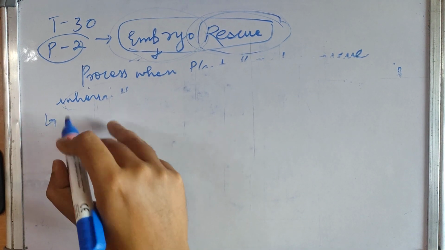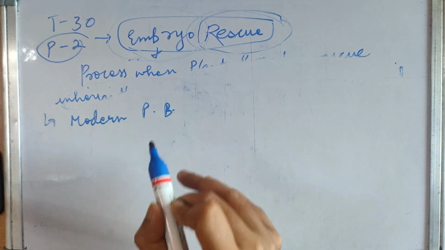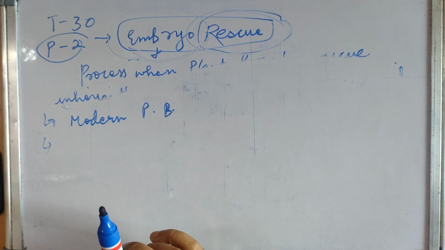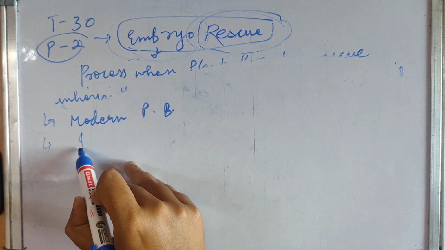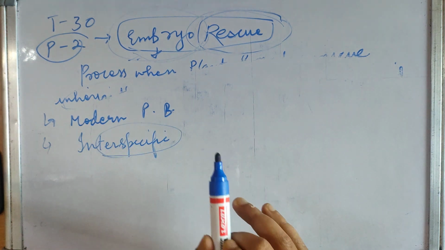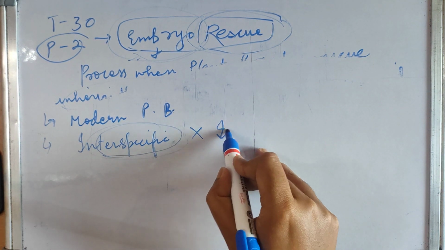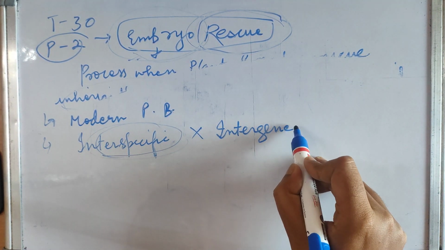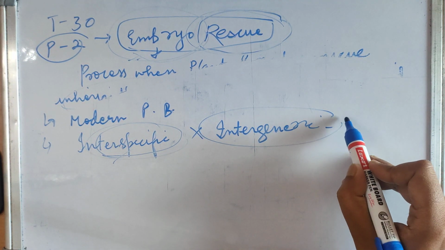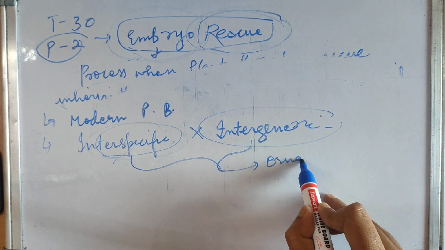So it is very important in modern plant breeding. As we can see, its usage is very important in modern plant breeding. It allows the development of interspecific and intergeneric food. I have just discussed interspecific in the previous video, that is crosses between different species, and intergeneric, that is crosses between different genus of same family. So here we can develop interspecific and intergeneric plants or food. We can also develop ornamental plants through these two methods.